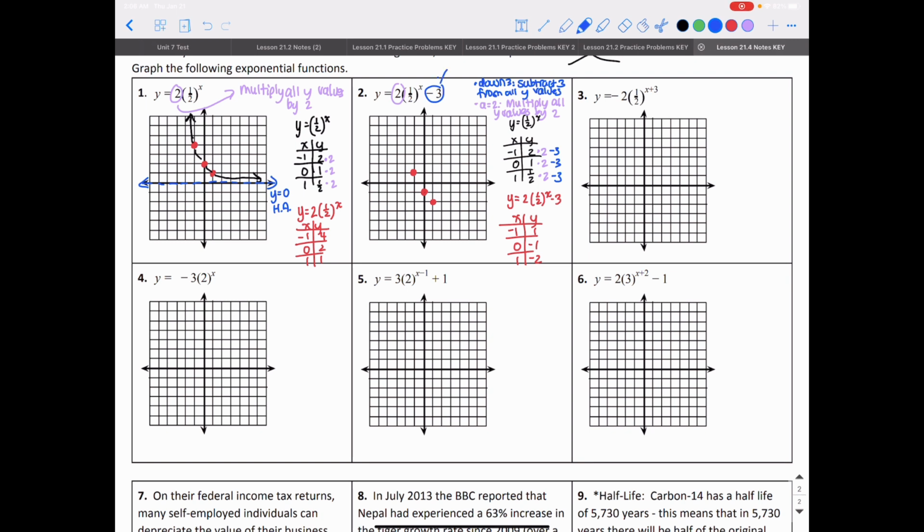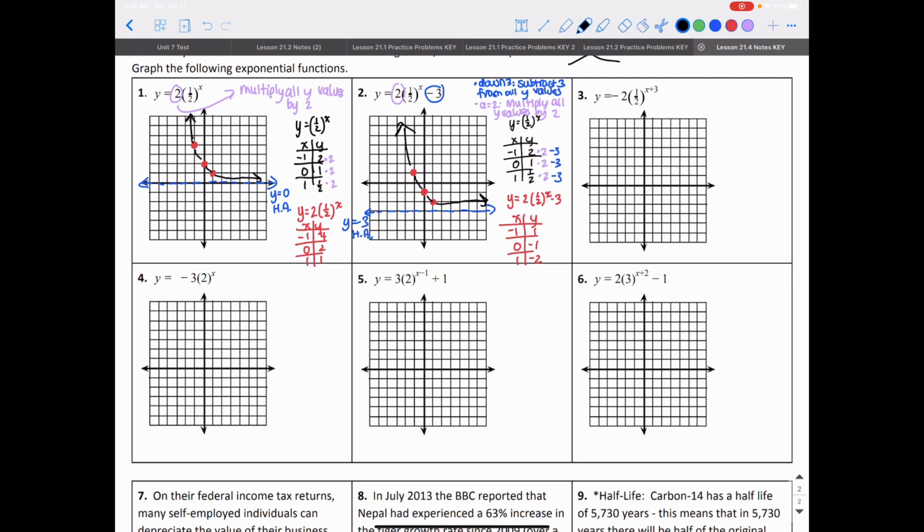And then I know that my new horizontal asymptote is going to be down 3. So, because that's my shift, it's going to be at y is equal to -3. So y is equal to -3 is my horizontal asymptote. And so when I connect these, I'm going to make sure that I do not touch the line y is equal to -3. You could do a better job than I just did.